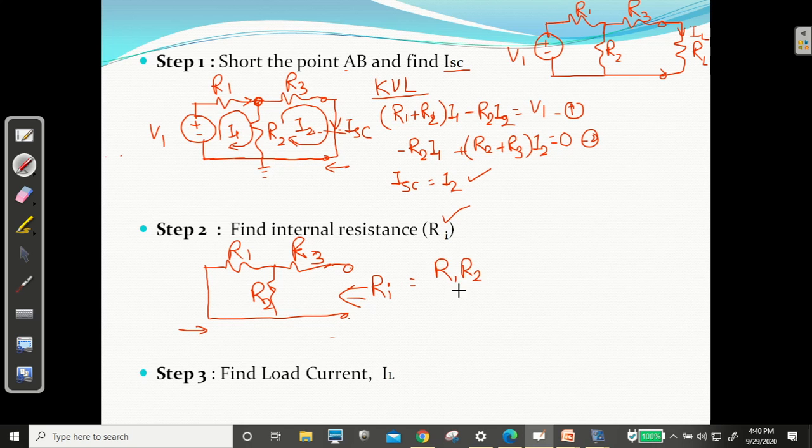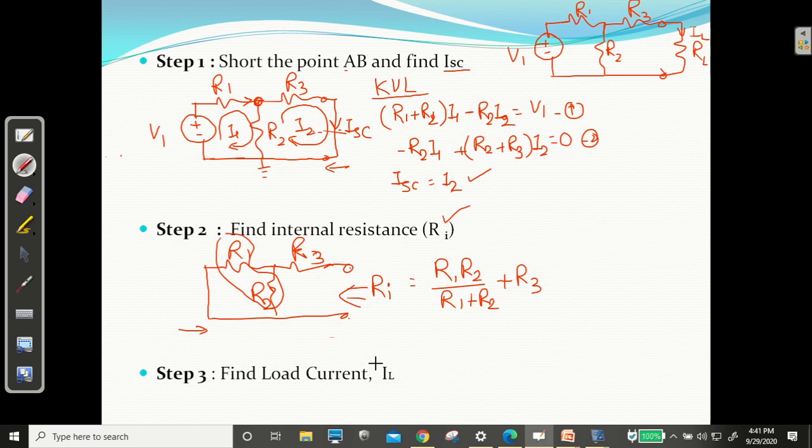R1 into R2 upon R1 plus R2. These two are in parallel. R1 into R2 upon R1 plus R2, whatever you get, and R3 in series. So you will get RI. You got ISC, you got RI.